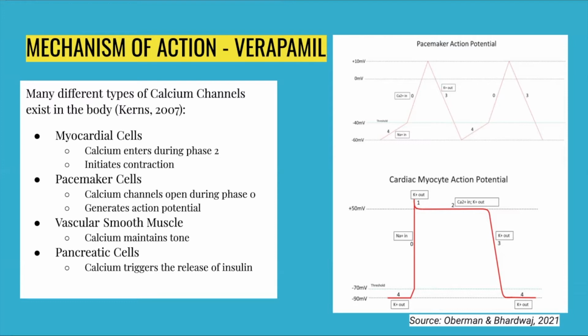Next, we have vascular smooth muscle. Calcium is what maintains muscle tone, and when a patient takes a calcium channel blocker, there is a reduced amount of calcium present to cause contractions, resulting in decreased vascular muscle tone. Lastly, there are calcium channels on our pancreatic cells. Calcium normally plays a role in triggering the release of insulin. If a patient takes a calcium channel blocker, the release of insulin can be hindered.